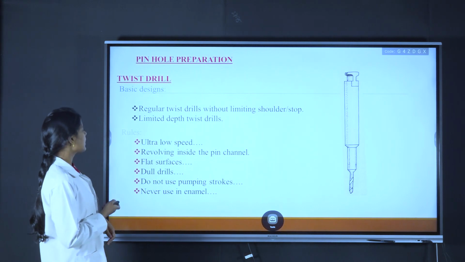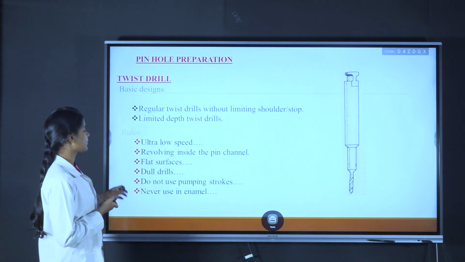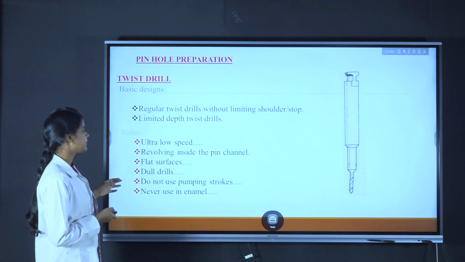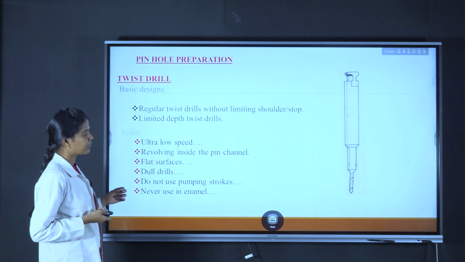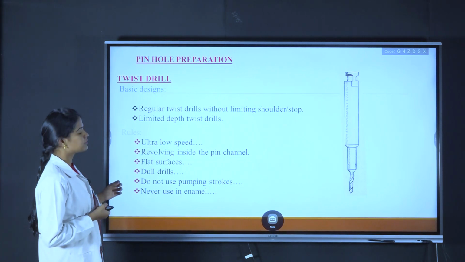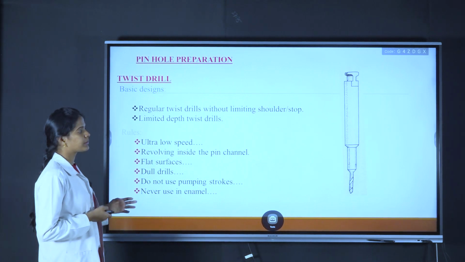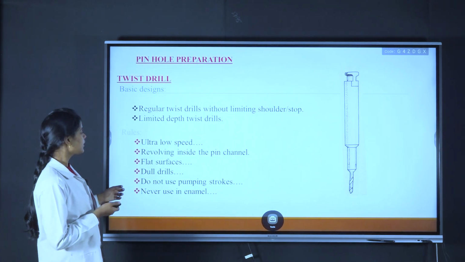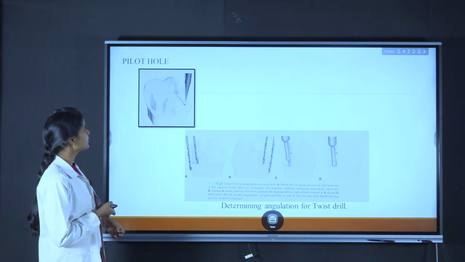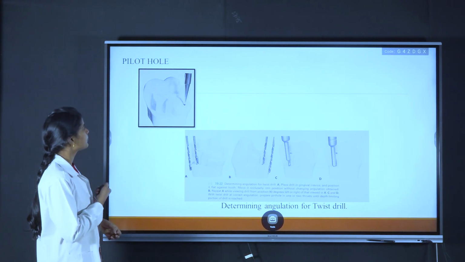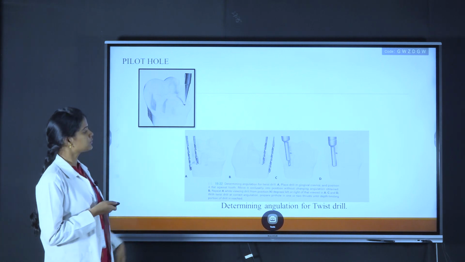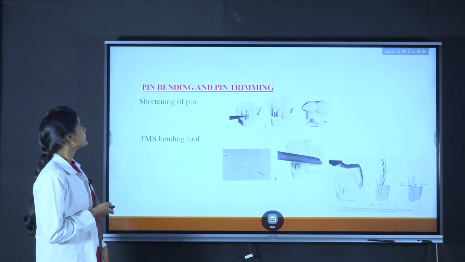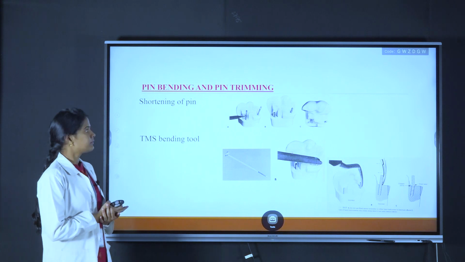So usually it is an ultra low speed type of machine. So it's used to prepare the pin channel. So this is the tip, this is the amount of length that it has to go inside. So after the pilot hole preparation is done, with the help of the twist drill, you prepare the pin channel. Okay, this is the initial pin hole that you prepare with the help of a round burr followed by the twist drills.